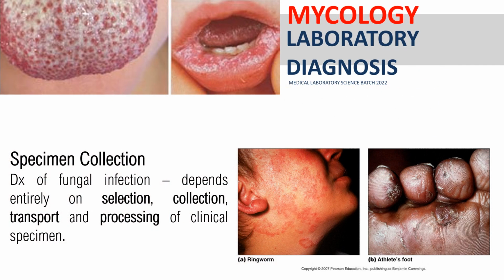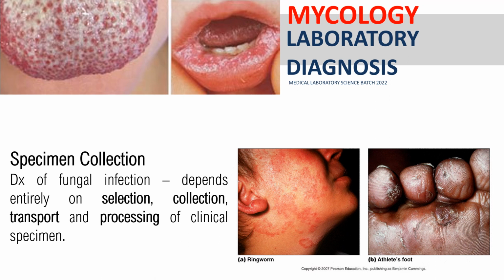So diagnosis of fungal infection depends entirely on selection, collection, transport, and processing of clinical specimens. So we need to memorize these following parameters, class. We have selection, collection, transport, and processing. So anong ibig sabihin ng selection, class? Selection in terms of appropriate clinical sample.